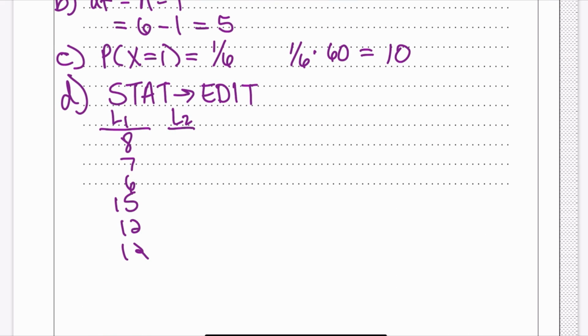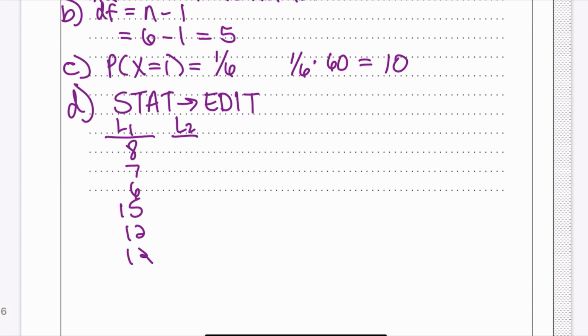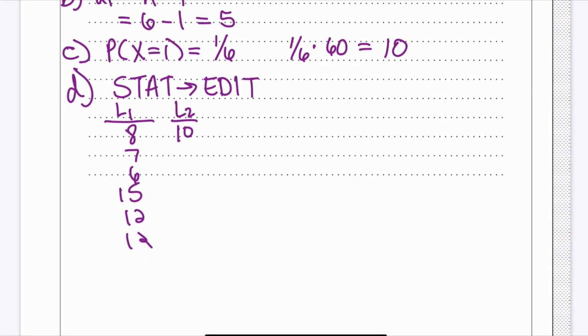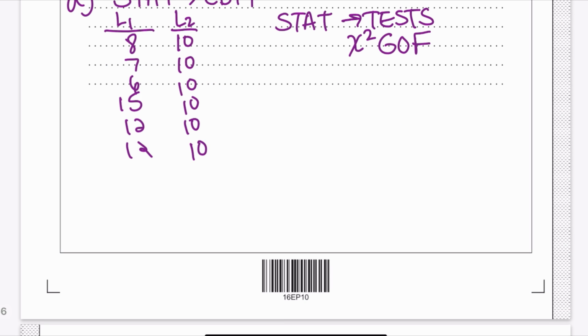And then your list 2 are going to be your expected values, which again, our expected values are going to be 10 for each time we roll any number, because we are assuming that we have a fair die. So you're going to put this into your calculator, then you're going to go to Stat, all the way to Tests, find chi-square goodness of fit test, and that's how you're going to be able to find the p-value for this question.